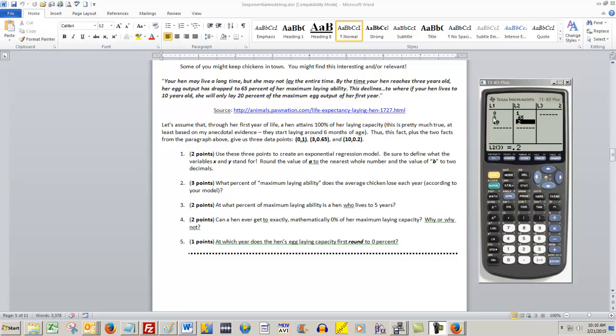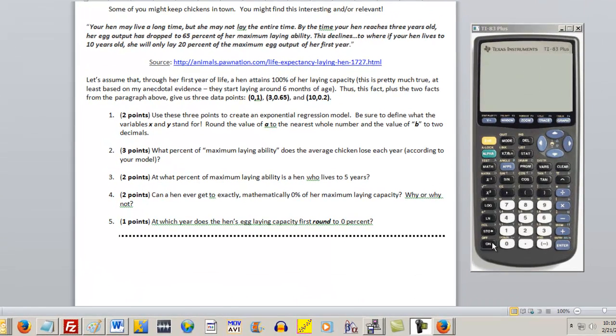I've got the three data points here in L1 and L2. We've got 0, 1, which means when they first start laying eggs, they have 100% of their egg production. After 3 years, they've fallen to 65%, and after 10 years, they're down to 20%. So that's kind of fun. Anyway, use these 3 points to create an exponential regression model.